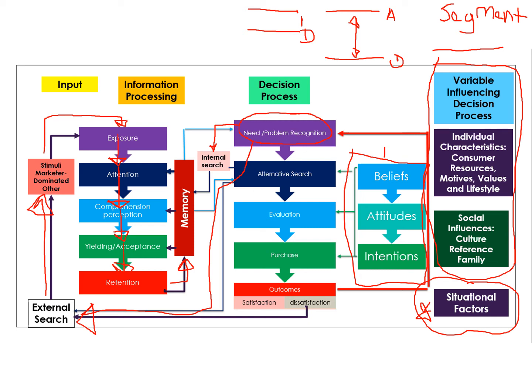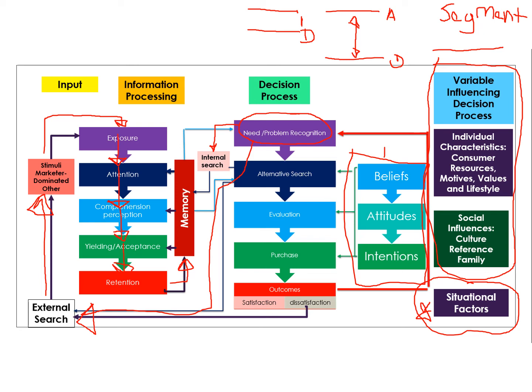Now, when we look at the extended problem solving and alternative search, we said that that's going to be dependent upon the way we think in terms of our beliefs, attitudes, intentions, which is obviously influenced by the individual characteristics and the social variables, hence the reason why we segment, target, and position our products in the minds of our target market. But then there are two types of the extended problem solving category. There is a compensatory decision rule of extended problem solving and a non-compensatory decision rule of extended problem solving.